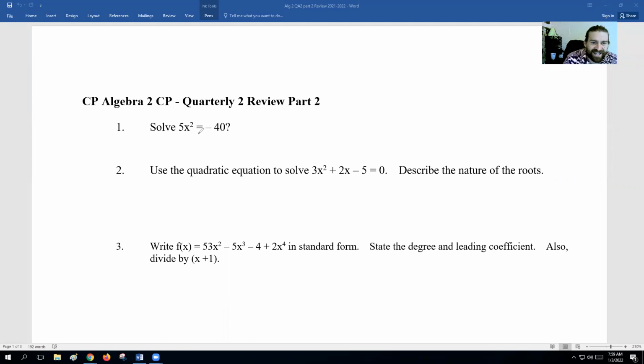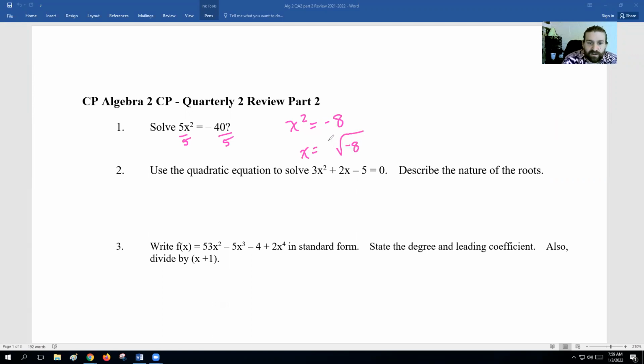All right, so if we wanted to figure out what x is, let's isolate it by dividing by 5 first. When we divide by 5, we get x squared equals negative 8. And then the easiest thing to do, if it's just an x squared, is to take the square root of the other side.